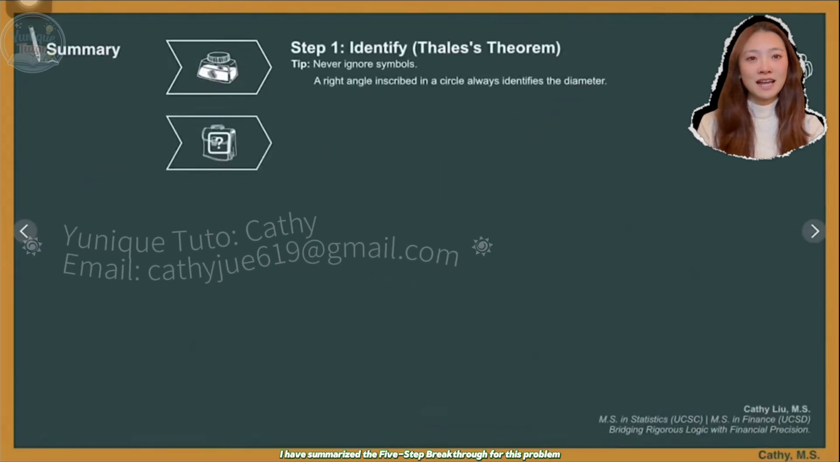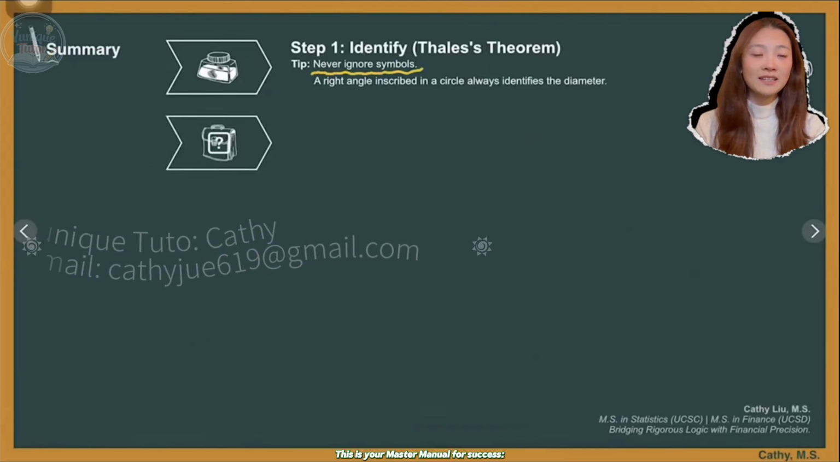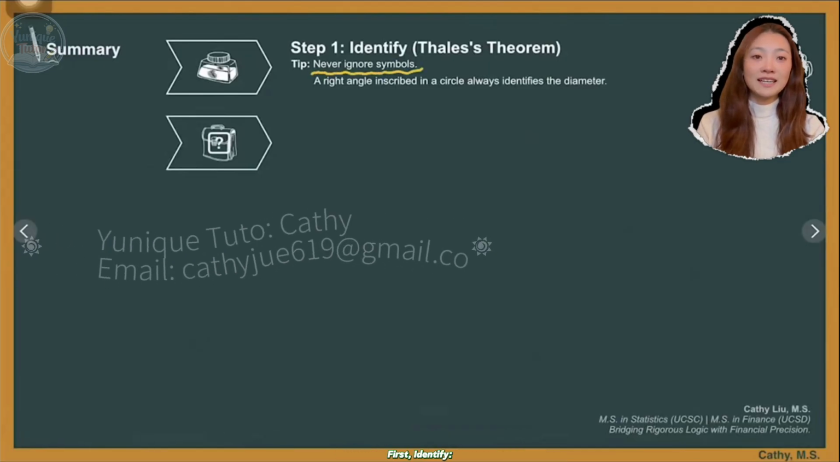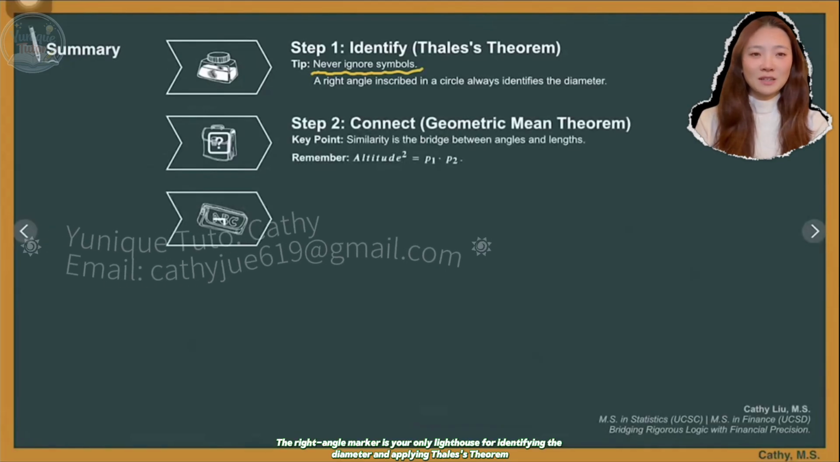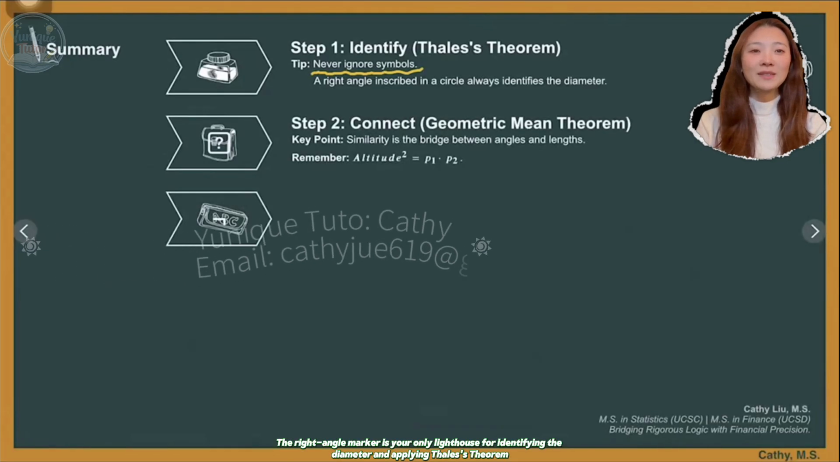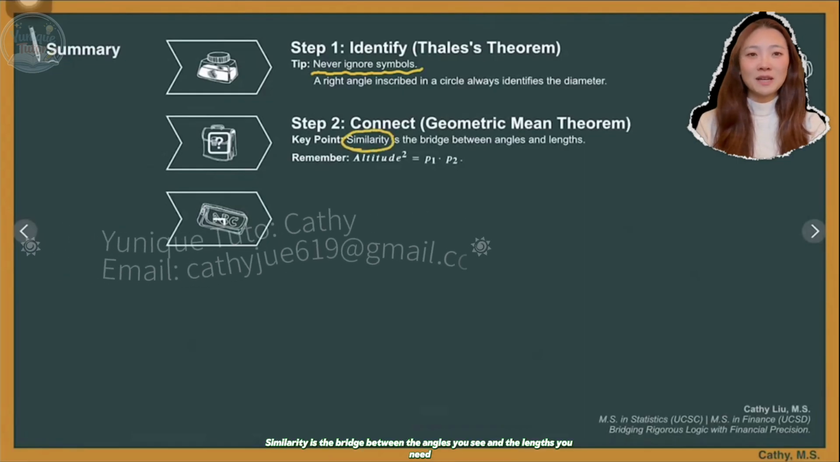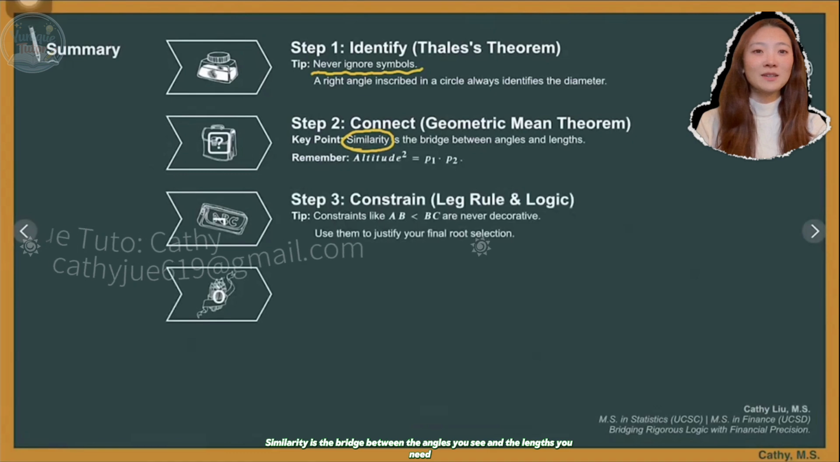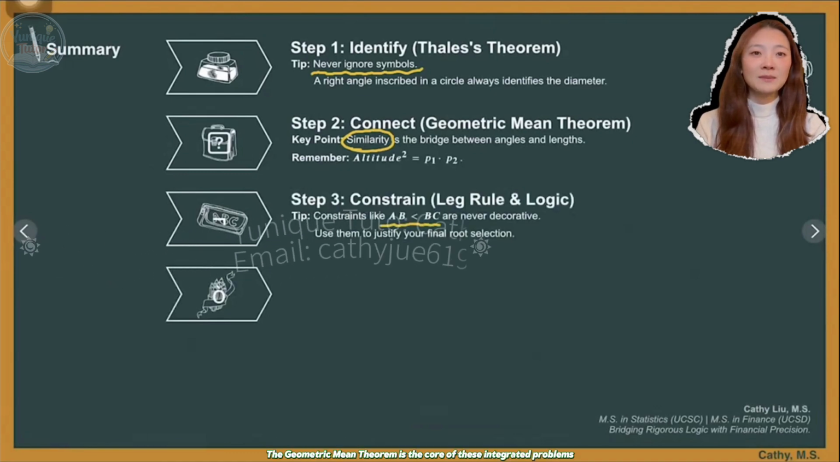Before we finish, I have summarized the 5-step breakthrough for this problem. This is your master manual for success. First, identify: never ignore small symbols in a circle. The right angle marker is your only lighthouse for identifying the diameter and applying Thales' theorem. Second, connect. Similarity is the bridge between the angles you see and the lengths you need. The geometric mean theorem is the core of these integrated problems.